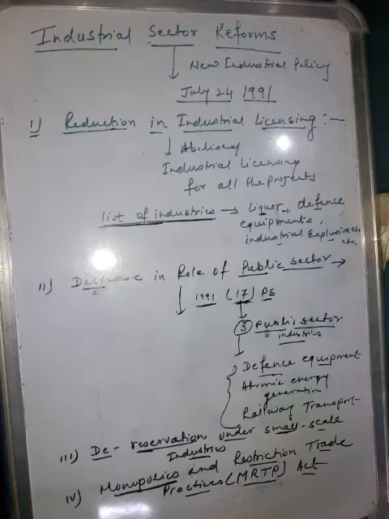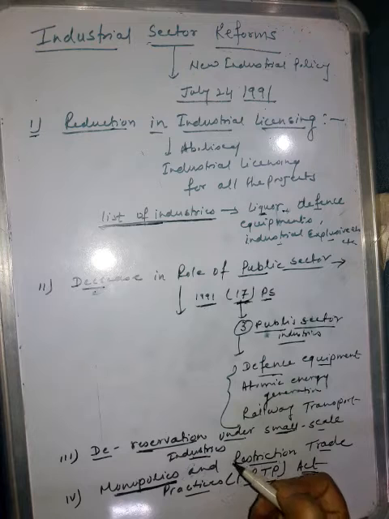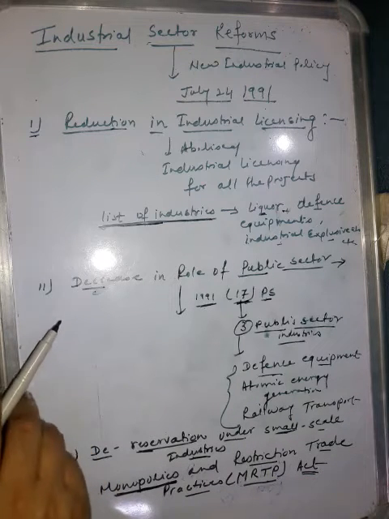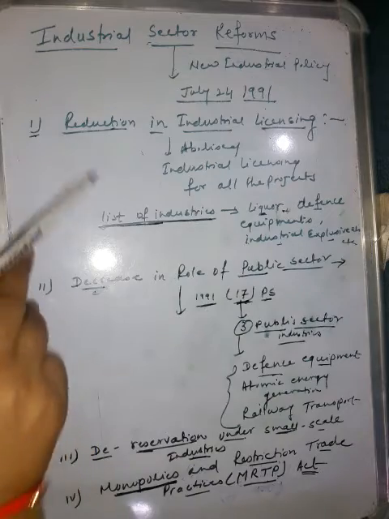Monopolies are always not good for the economy. So the government started this act. Under this act, the expansion scheme and requirement for large companies to seek prior approval for expansion, establishment of new undertakings, mergers, amalgamation, etc. were eliminated. So these are the major reform policies started by the government for the industrial sector.